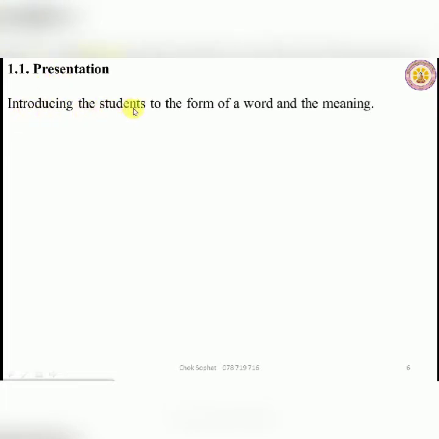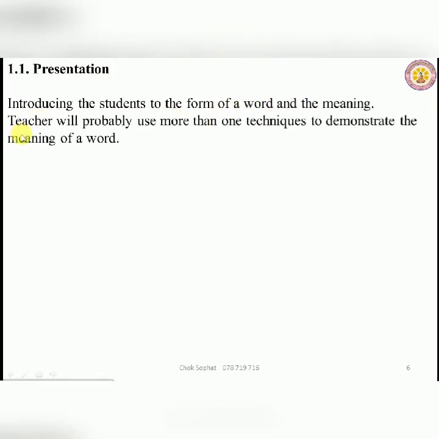Introducing the student the form of a word and the meaning. You can introduce the form or spell the word and the meaning of the word. The teacher will probably use more than one technique to demonstrate the meaning of a word. So it's up to the teacher who teaches the vocabulary to the student, so they can use more than one technique to demonstrate the meaning of a word.